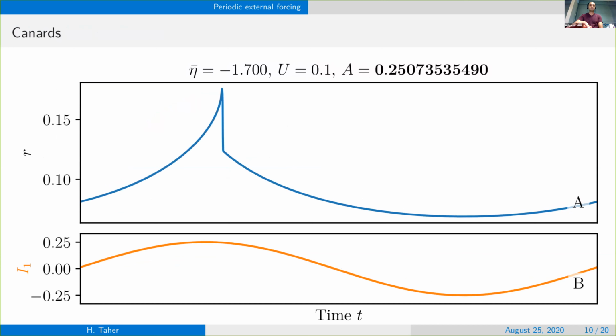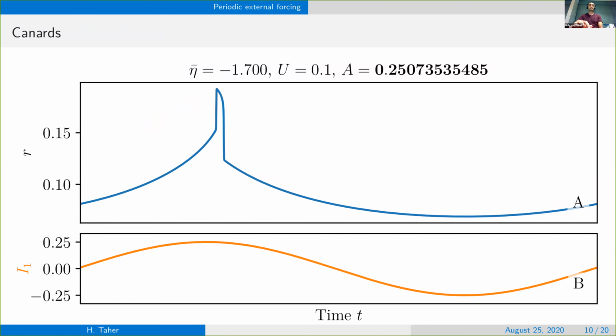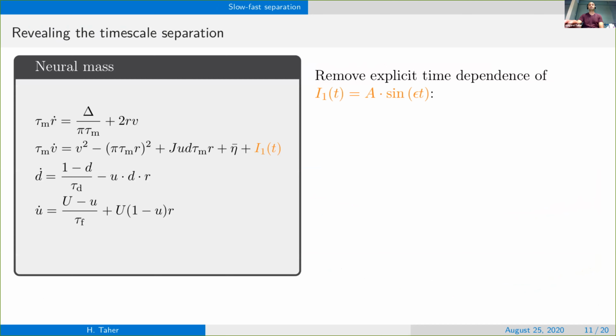We can get something which is called a Canard. So the firing rate increases and suddenly we have a fast jump here. We can get a Canard with a head. We will see it later. So we have 2 jumps here. And I will try to explain these different dynamical regimes in a slow-fast analysis framework.